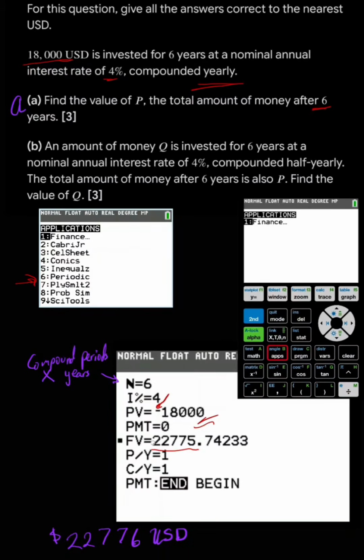To solve for FV, make sure that the pointer is on FV, and you click alpha. Here you can see alpha, and then enter, which is solve. Once you click on it, you get an answer. This is my answer. So in 6 years, my account will have $22,776 US dollars.